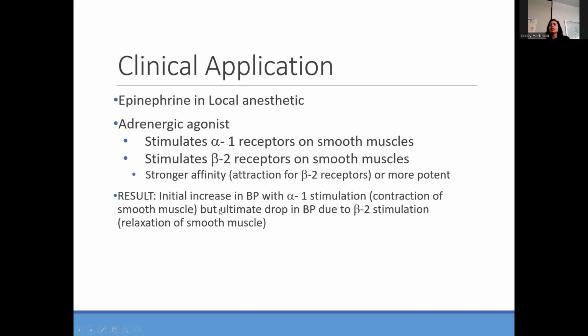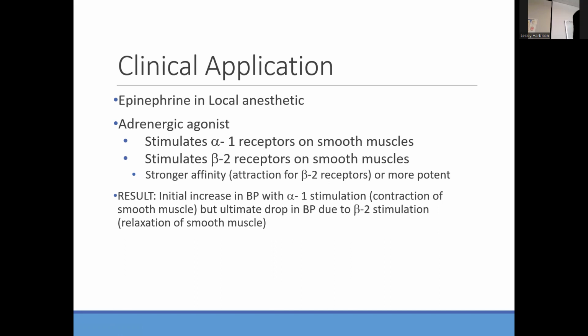Initially local anesthetic can cause an increase in blood pressure. But ultimately, if you give too much local anesthetic, your patient's blood pressure will drop. That's why we have epinephrine in there: to constrict blood vessels and keep it localized. I think this is written funky, so I have to look at this again.